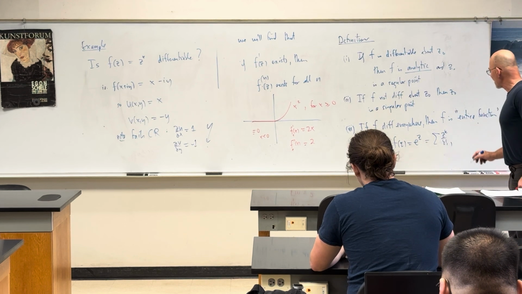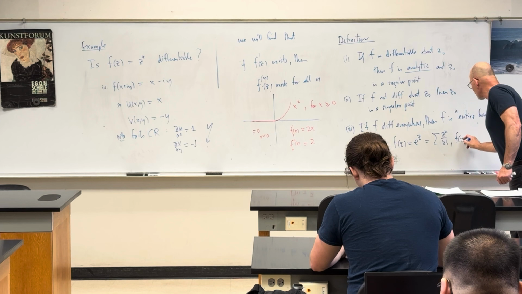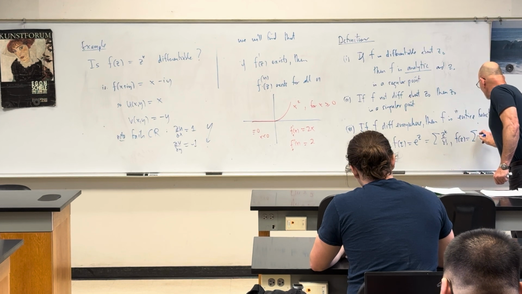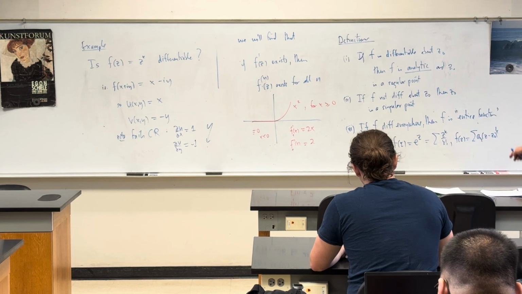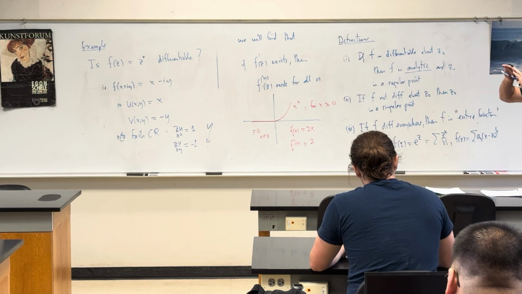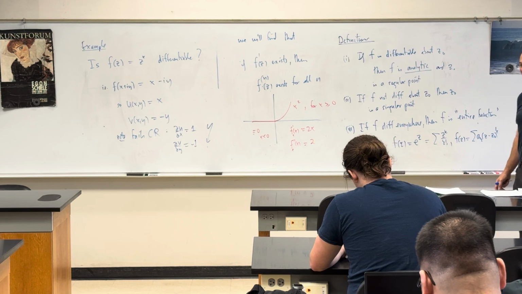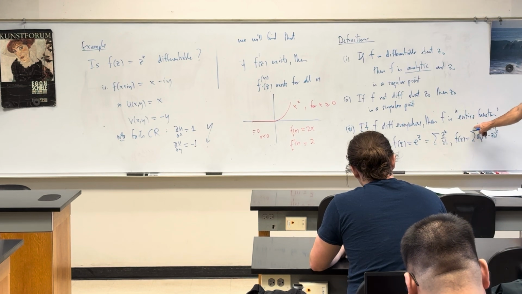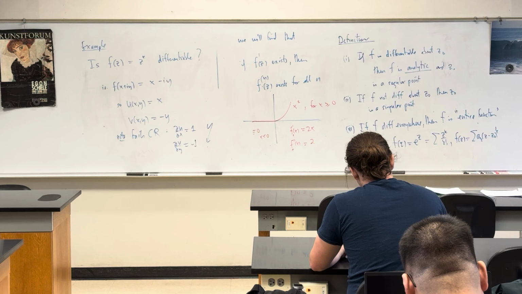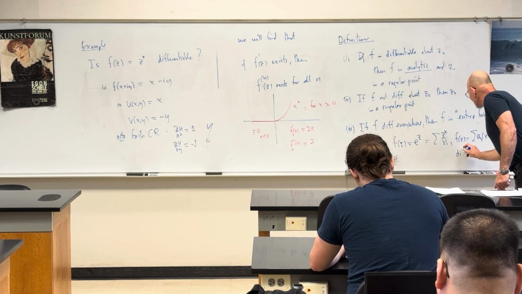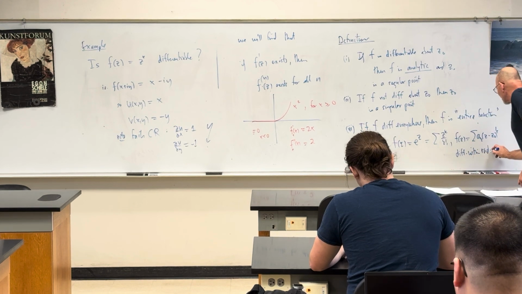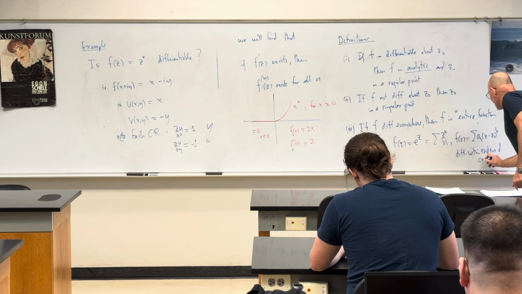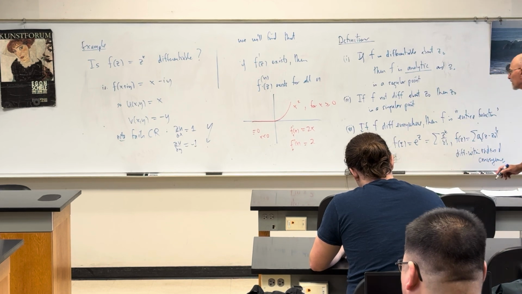Something that wouldn't be an entire function, but still well behaved, would be if you have a sum of terms z minus z sub naught to the k. So let's say you have an infinite series of this form. This could be differentiable within a radius of convergence, because we talked about the radius of convergence of these things, and you're going to have a convergence criterion. So I'll just write here: differentiable within a radius of convergence.